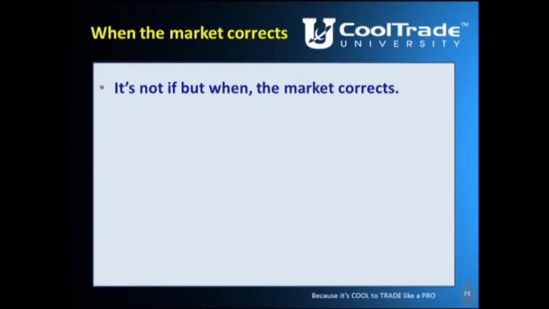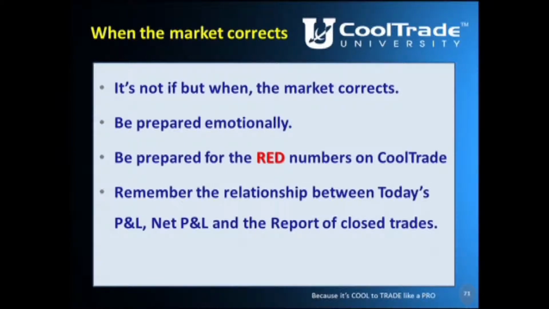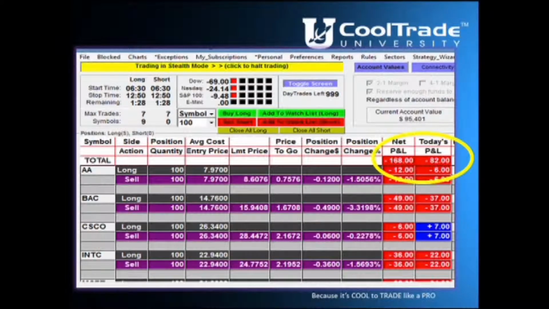So when we put this all together, when the market corrects, again, I want you to see it's not an if, but it's a when the market corrects. We are due for that. So I want you to be prepared emotionally. It's going to happen. In addition, you're going to see red on the screen with Cool Trade. And when you see that red, you know that the market's coming down. So I want to remind you to remember that relationship between today's profit and loss, the net profit and loss, and the report with the closed trades. We have to add all of those things together. So when you see the red on the screen, don't freak out. Market corrections are normal. I want you to be prepared so we can take advantage of it.